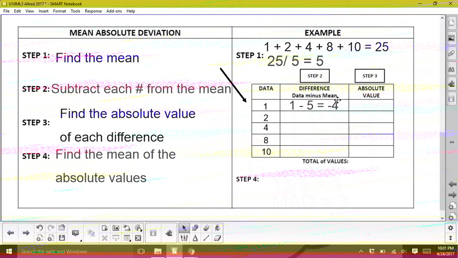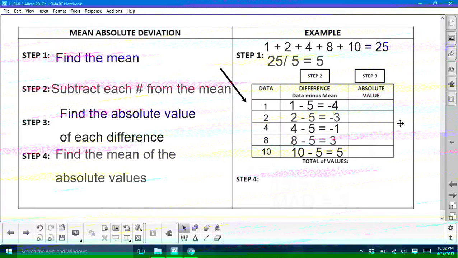1 minus 5 is negative 4. 2 minus 5 is negative 3. 4 minus 5 is negative 1. 8 minus 5 is 3. 10 minus 5 is 5. See how I took each number and subtracted the mean from it? I did it for every number in the data set.